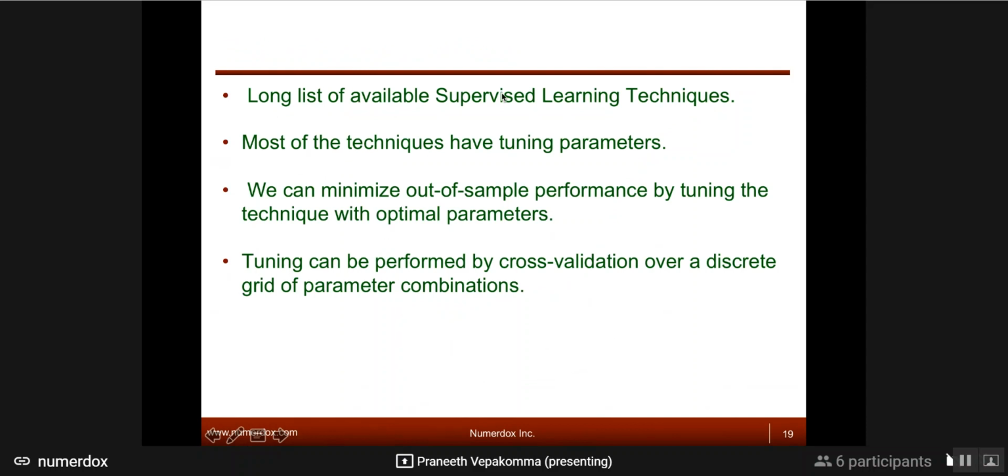So, summary: there is a long list of supervised learning techniques that are available. Every technique has a tuning parameter. We can minimize out-of-sample error, which means predicting future performance, by tuning the technique with optimal parameters. Tuning can be performed by cross-validation over a discrete grid of parameter combinations. You try cross-validation for all possible combinations and then choose the one that's the best.